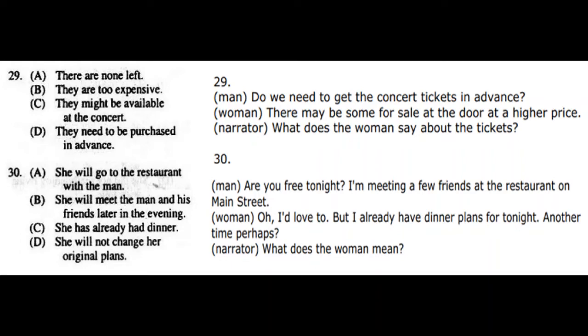Number 30. Are you free tonight? I'm meeting a few friends at the restaurant on Main Street. Oh, I'd love to, but I already have dinner plans for tonight. Another time, perhaps? What does the woman mean?